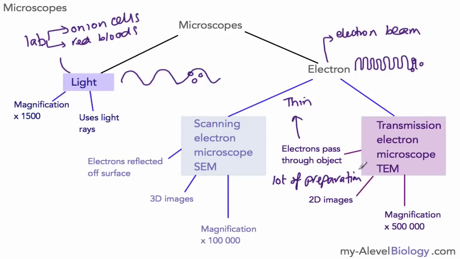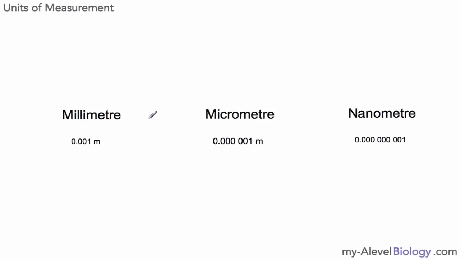We have, however, managed to get a lot of detail about the structure of cells using these two kinds of microscope, and we'll look at that in more detail in a future video. What I want to do next is to make sure you understand the kinds of units that we use when we're working with tiny objects such as those that are present in cells.